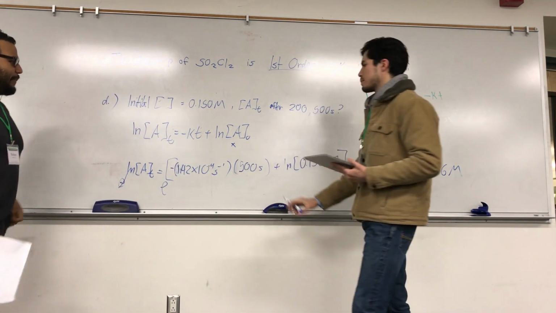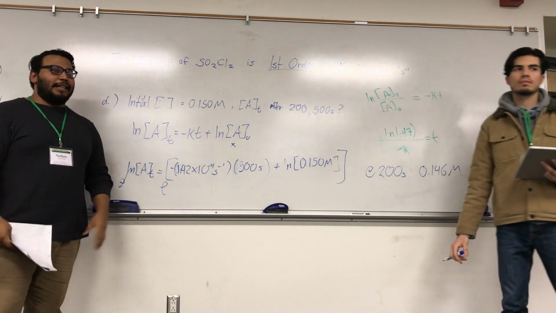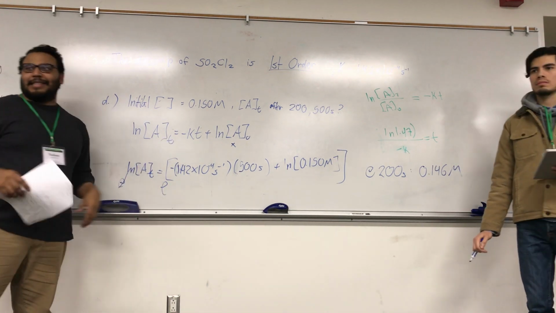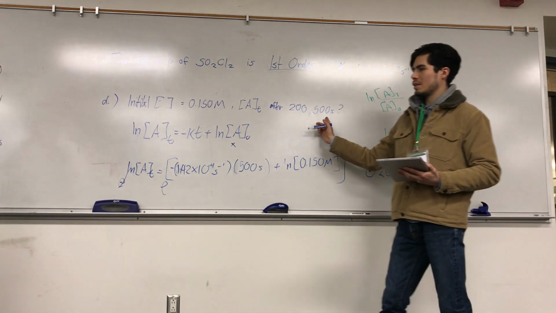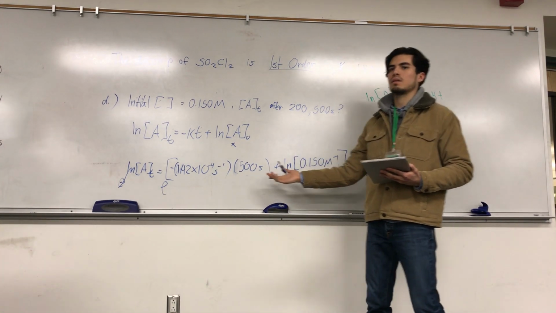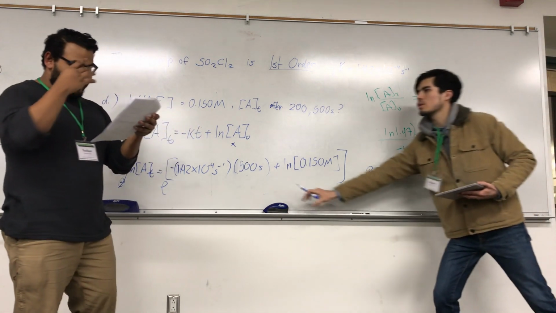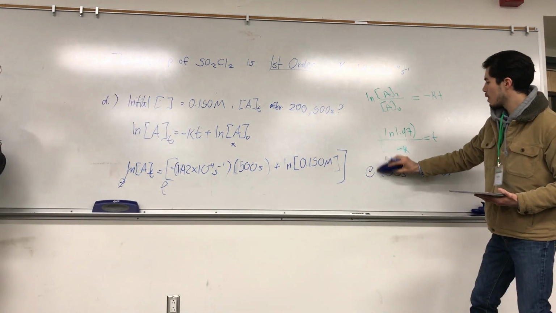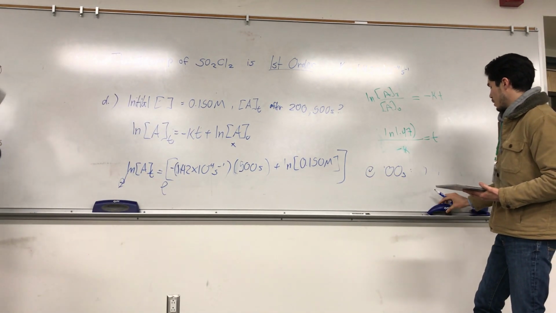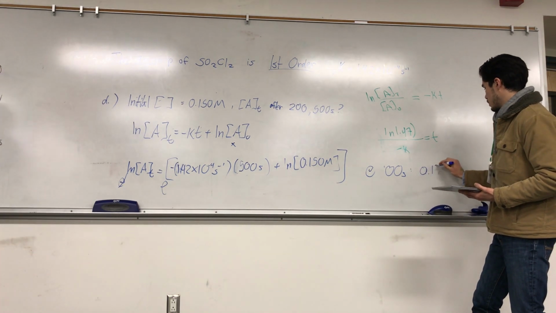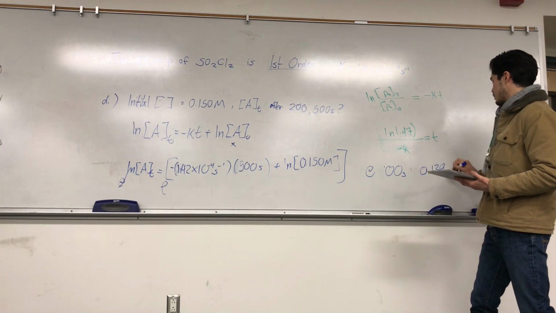If you keep it as variables instead, you plug them in at the end. Some people don't like variables though. 500, yeah, it's exactly the same thing. Just our time is changing. So 500 changes, boom. And then you get an answer of 0.13971. 0.139, 0.140, whatever you want.